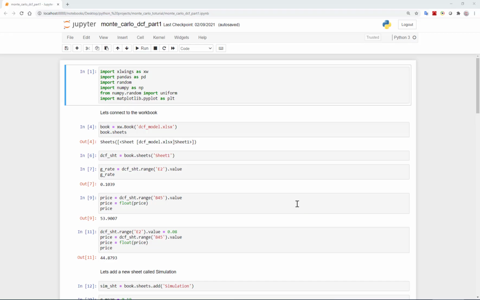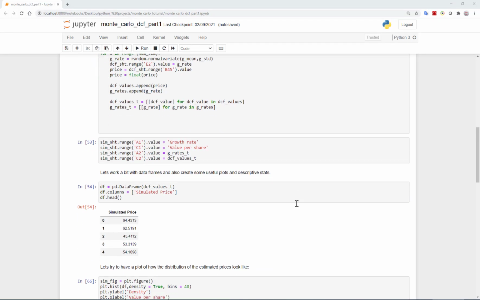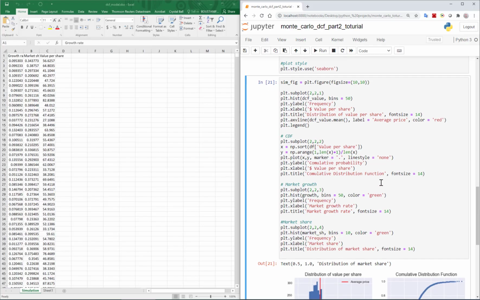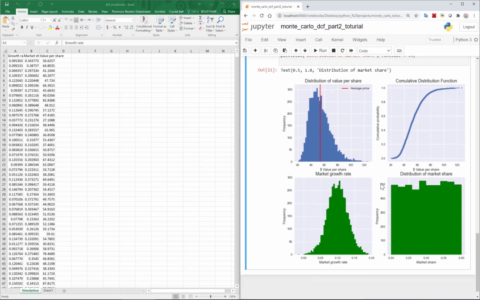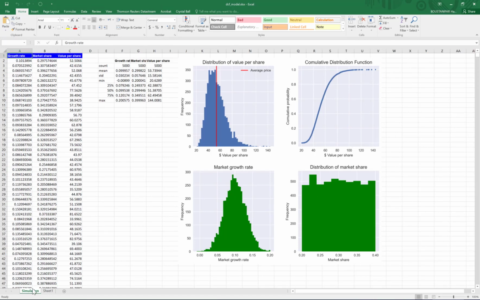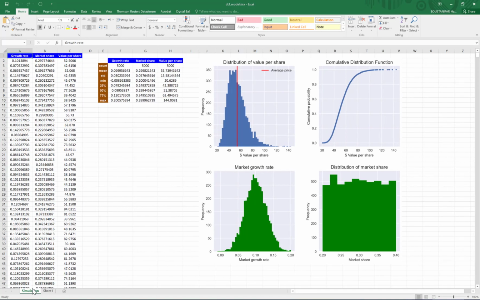We saw how we can easily code the simulations in Python and keep our model in Excel. In addition, we learned how to generate nice outcome plots and statistics and how to copy them into our Excel file, and finally how to put them in a nice format there.